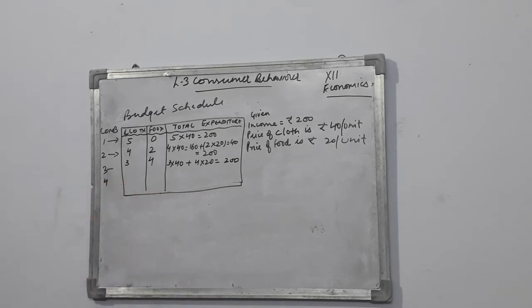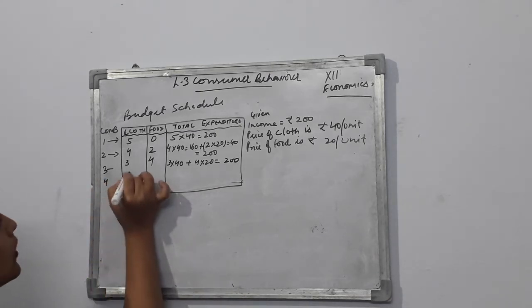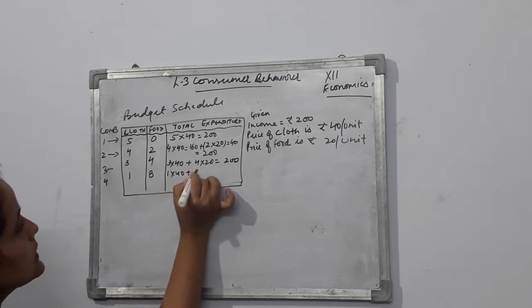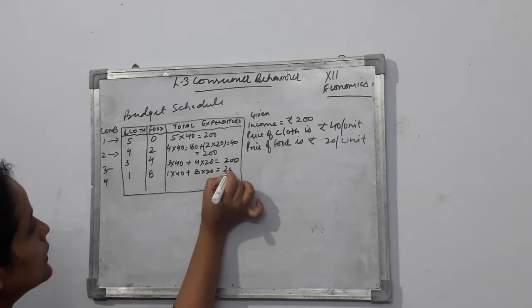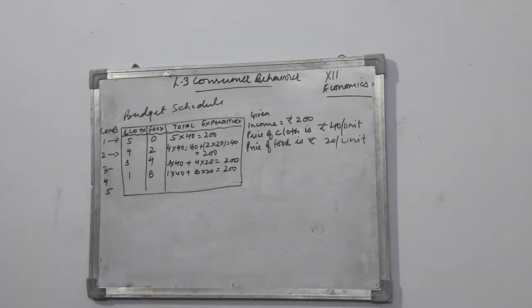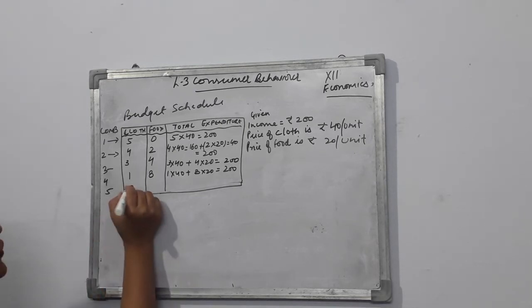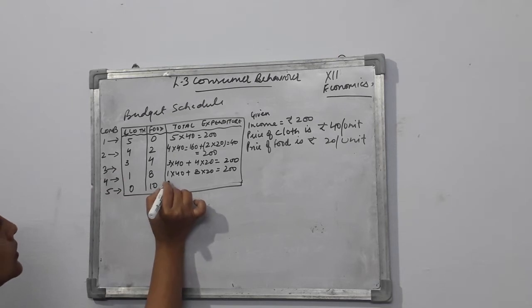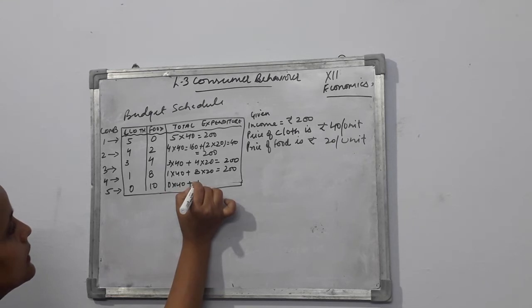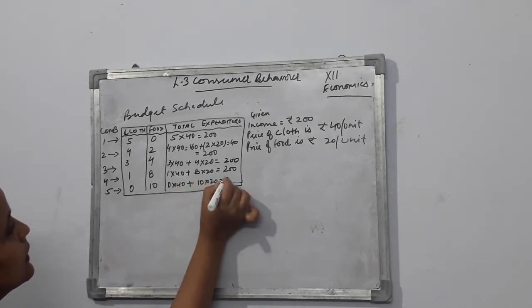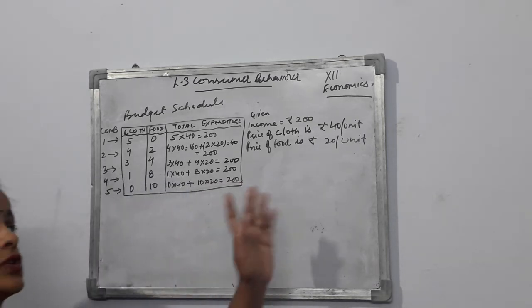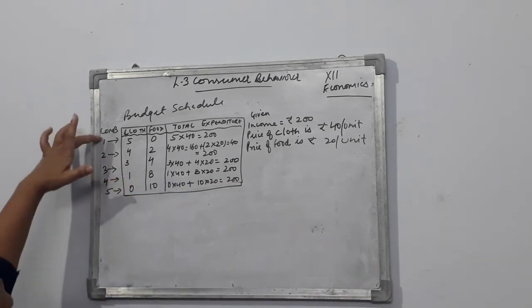Fourth combination that you have is 1 and 8. 1 of cloth and 8 of food. So in this case 1 into 40 plus 8 into 20 gives you 200. And the fifth combination that you have is 0 of cloth and 10 of food. So 0 into 40 plus 10 into 20, 200. So this is what your budget schedule is. Now we have drawn a budget schedule out here.